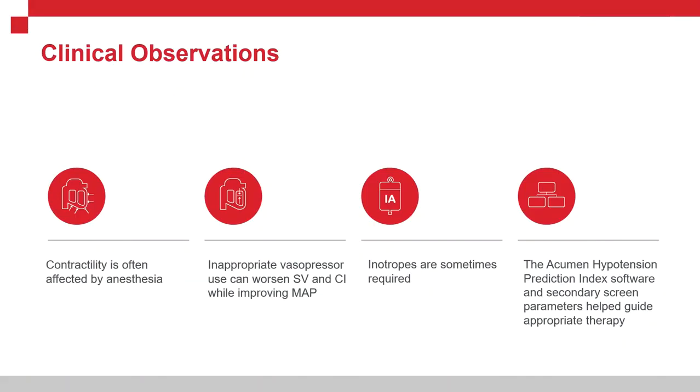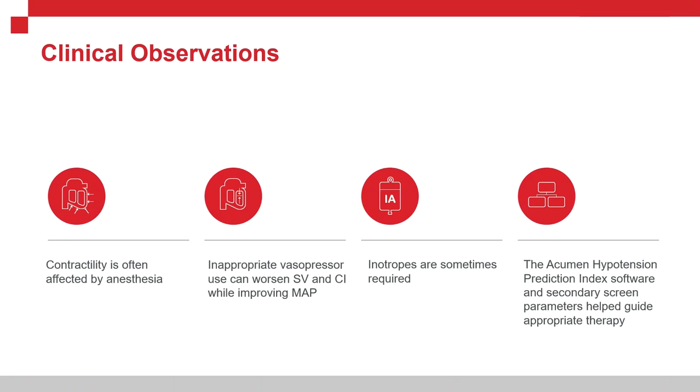So really, just to round up, contractility is often affected by anesthesia, and therefore measuring dP/dt is an important parameter. Inappropriate vasoconstrictors can worsen stroke volume and cardiac index whilst improving MAP, and unless we look at our advanced monitor, particularly stroke volume and contractility, this is very hard to elicit at times, and sometimes inotropes are required because the decrease in inotropy is the underlying physiological condition that is leading towards hypotension.